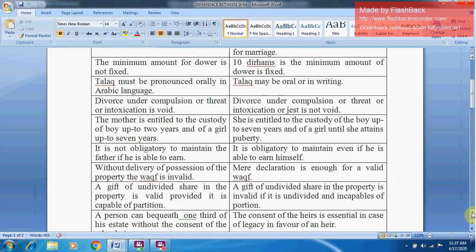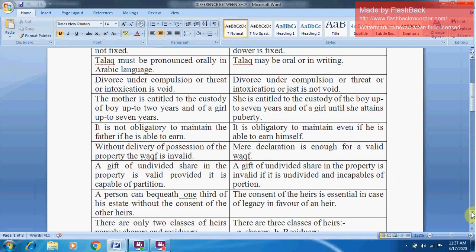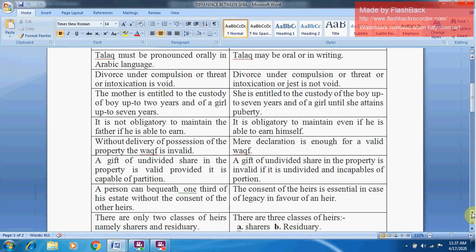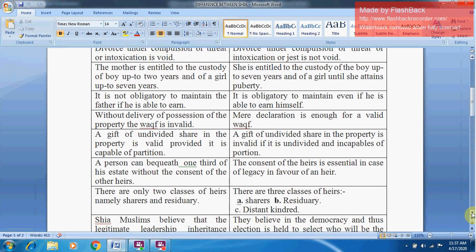In Shia law, talaq must be pronounced orally in the Arabic language, but in Sunni law, talaq may be oral or in writing. In Shia law, divorce under compulsion, threat or intoxication is void, but under Sunni law, divorce under compulsion, threat or intoxication is not void.